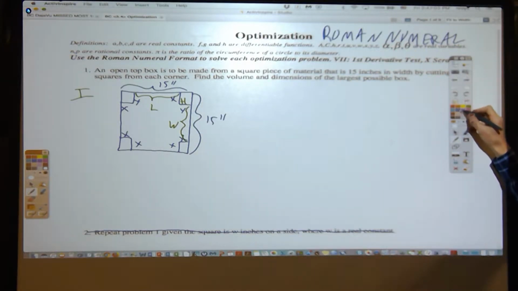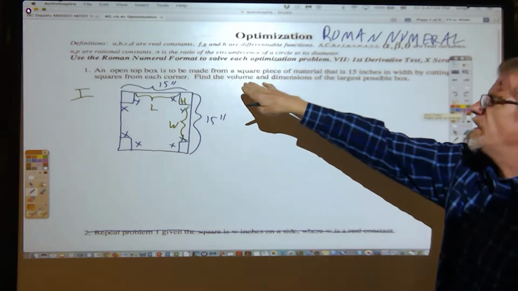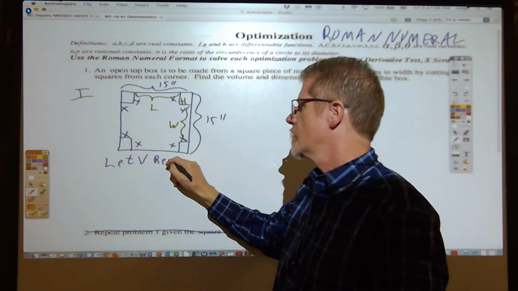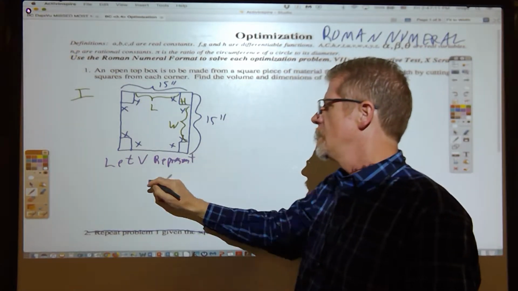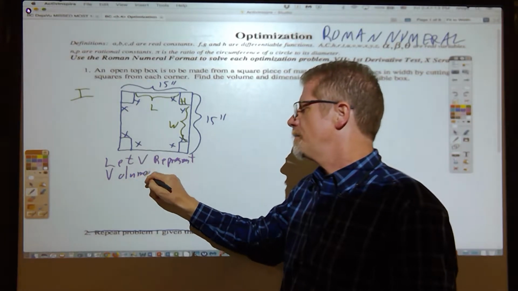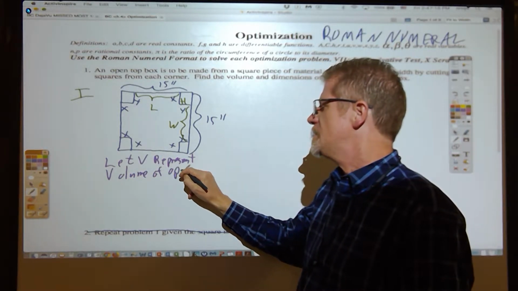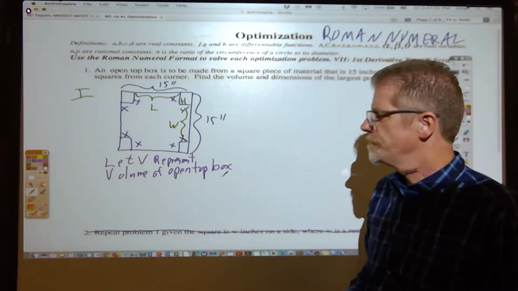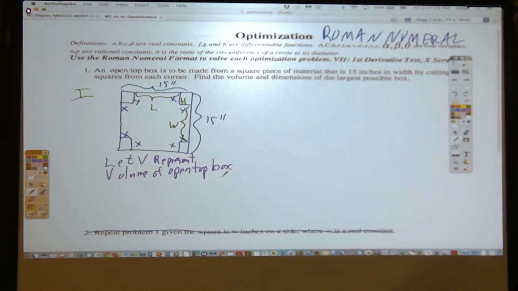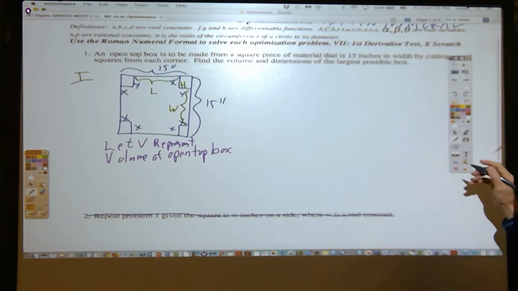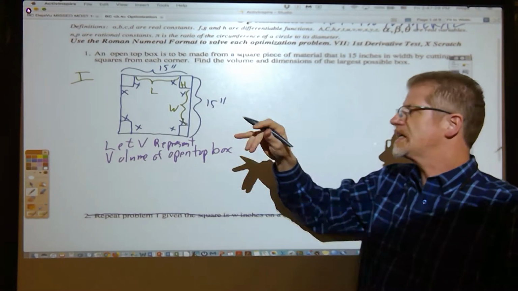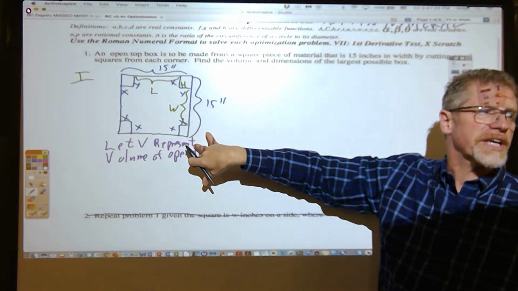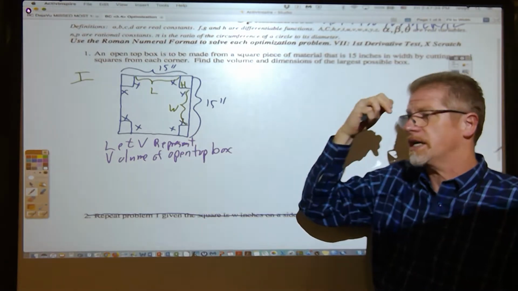Now, one thing that's not defined that we're going to have to define is the volume of the box. So here's where we use the words let V represent, can't just say volume, be specific, volume of open top box. And that concludes Roman numeral 1. It's just the given information and the variable definitions. Less complicated than related rates because we don't have to write down things like dv dt.